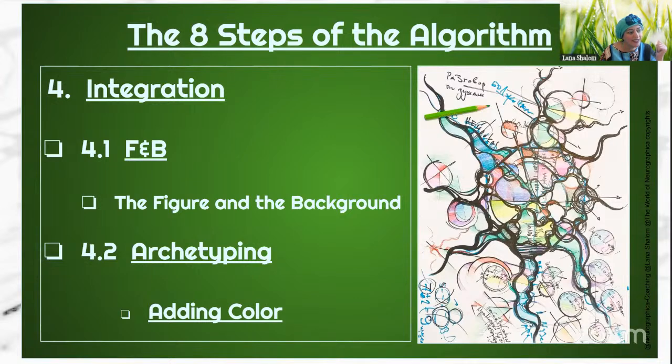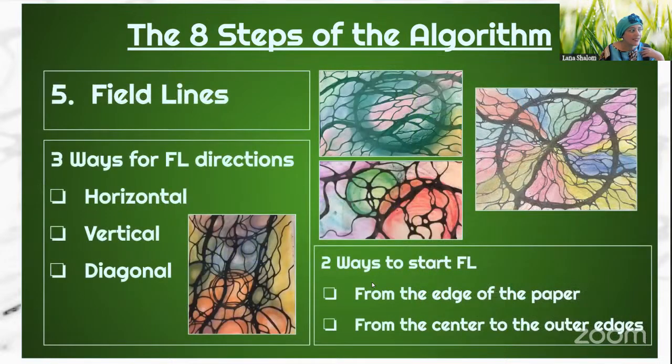The idea is to integrate the drawing, A, through the use of the lines, which is the mindset, and B, through the color, which is your emotions. Color represents emotions, okay? The next step is field lines. Step number 5, called field lines, okay? We have 3 ways we do field lines. You can either do horizontal or vertical or diagonal.